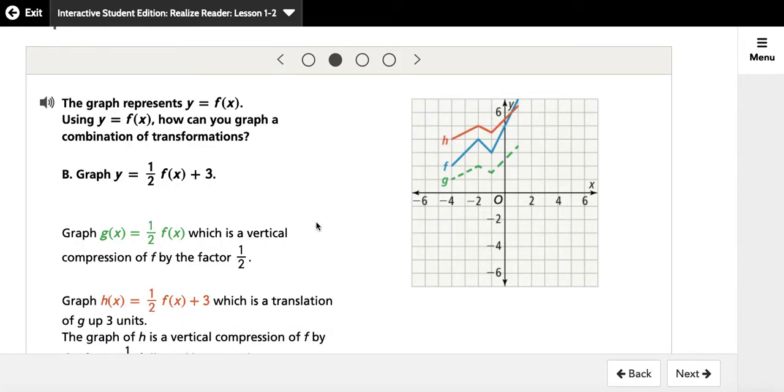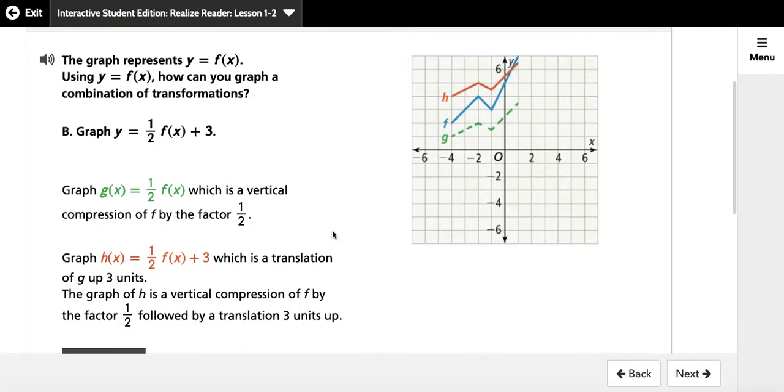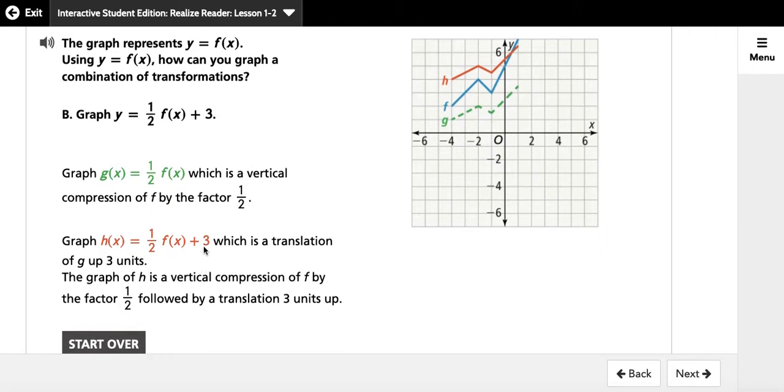Then we got to go to plus 3. One of the easier transformations I think we have to deal with is when it's a plus 3 or a minus, when it's adding or subtracting a value. This is just a translation up 3 units. So from the green g function, we go up 3 to the h function.